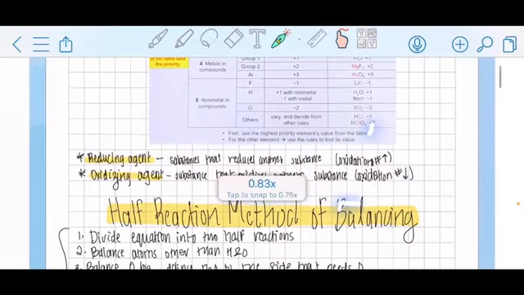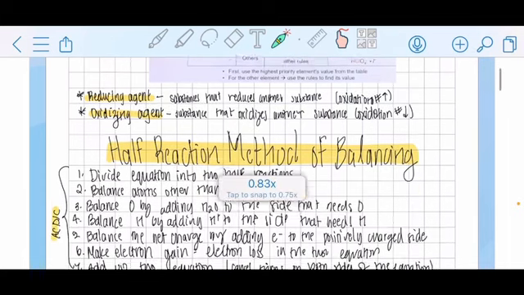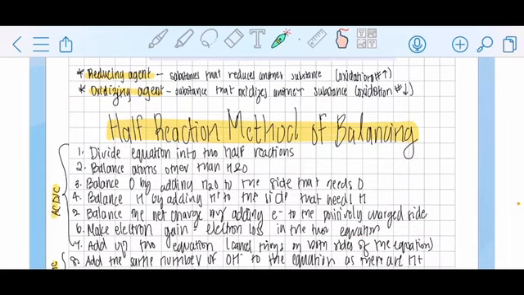A reducing agent is a substance that reduces another substance, so its own oxidation number goes up. And an oxidizing agent is a substance that oxidizes another substance, so its own oxidation number goes down. Therefore, it is reduced, but it oxidizes another substance.